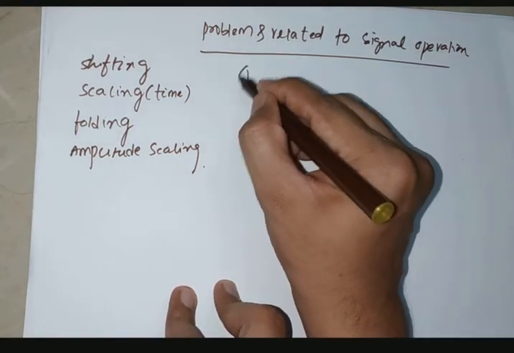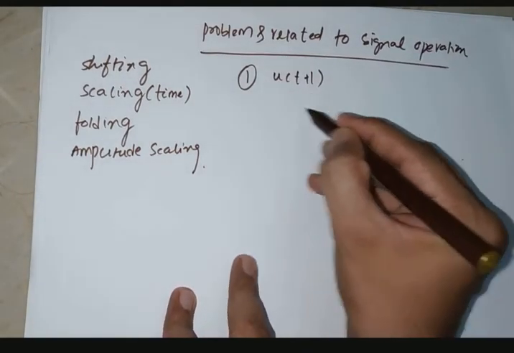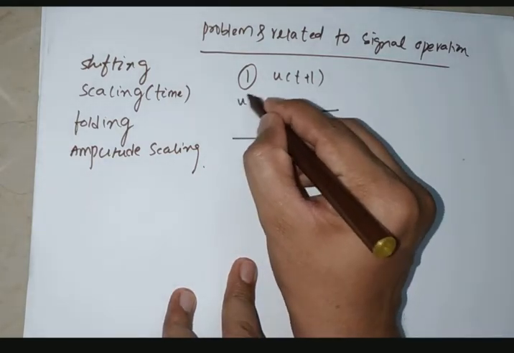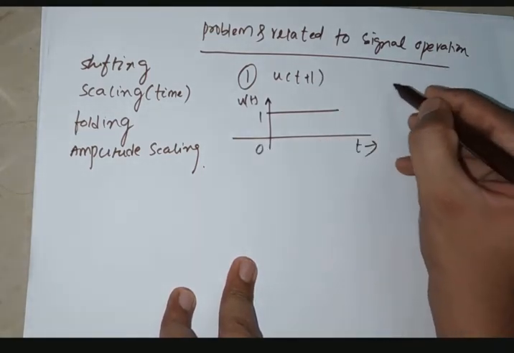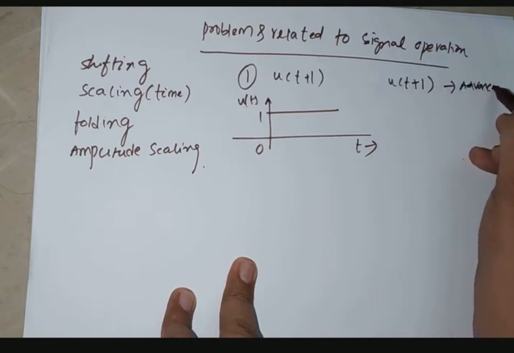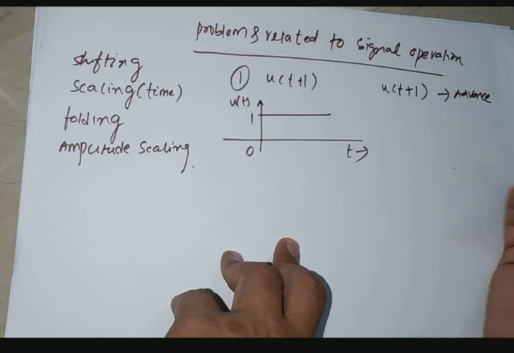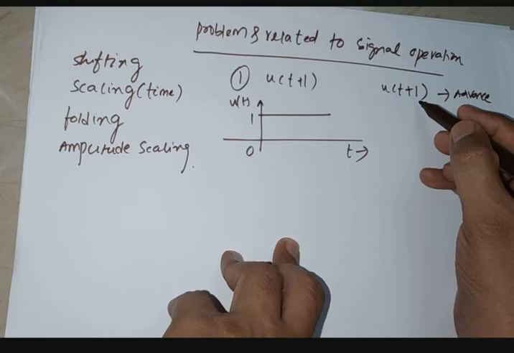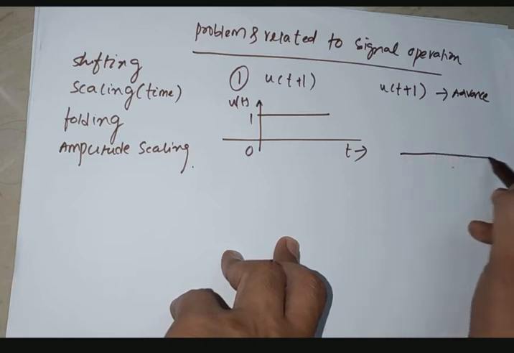Let's say I want to find u of t plus 1. Okay, this is the problem. How to find? You people know what is u of t, unit step signal. This is u of t. Plus here means it is advance. Advance means, as I already said, the signal will shift left hand side. Now here t plus 1 means the signal will shift left hand side by 1 unit. So whatever signal we get finally will look like this.